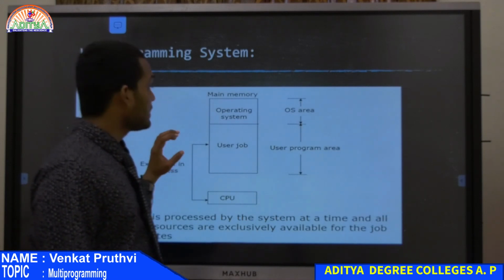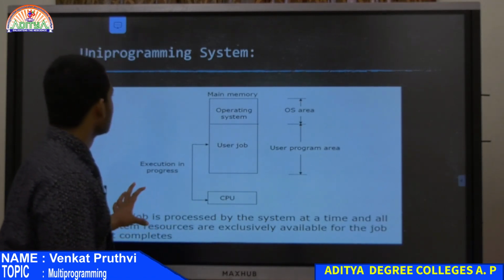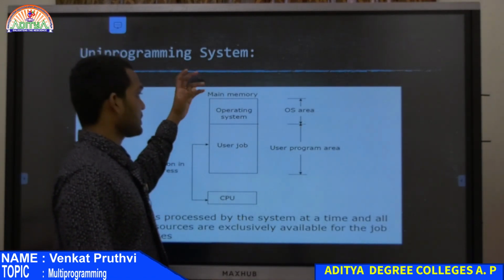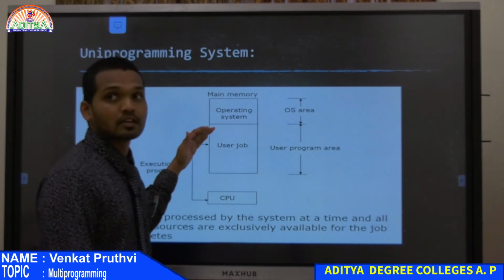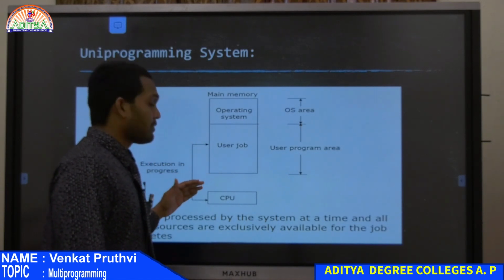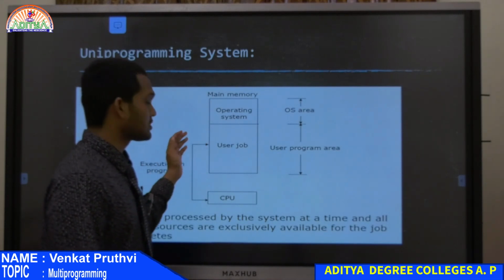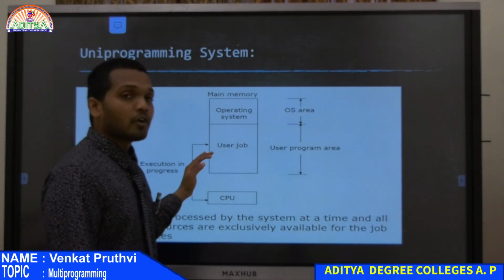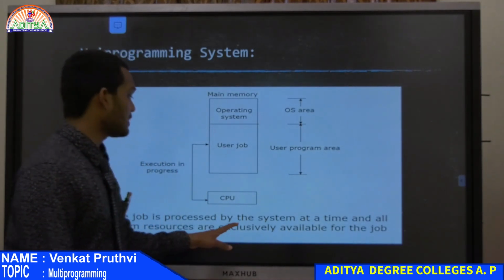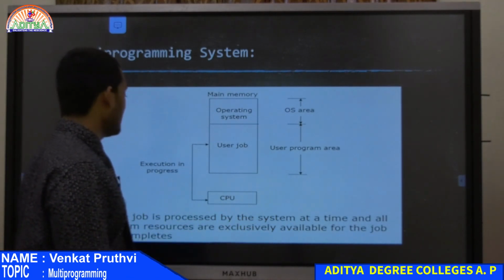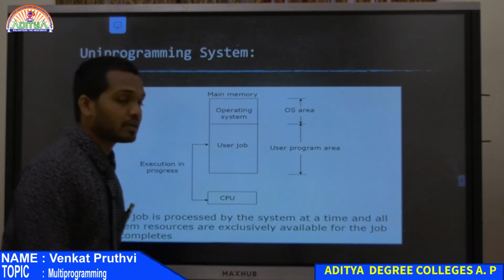So if you keenly observe at this point, what is happening in a uniprogramming system? In a uniprogramming system, we have the main memory. In the main memory, the operating system and the user job both take their space, and then you have the CPU. The CPU is talking with the user job, whatever job needs to be done. The main thing you have to see is that only one job is processed by the system at a time, and all the system resources are exclusively available for the job until it is completed.